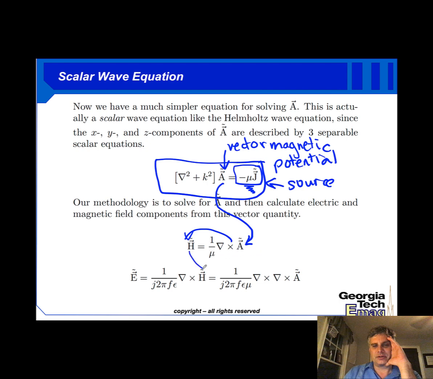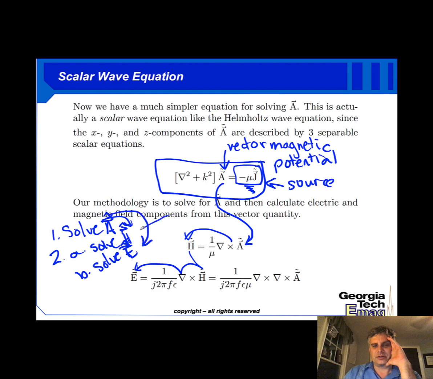And once we have that, we can use Maxwell's equation to take the curl again and get the E field by Ampere's law. So that's our two-step process. Step 1, solve for A, vector magnetic potential. Step 2, A, solve for H. Step 2B, solve for E, which follow with standard definitions from A.